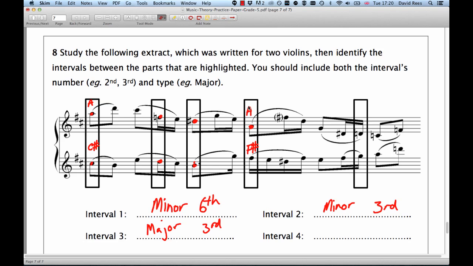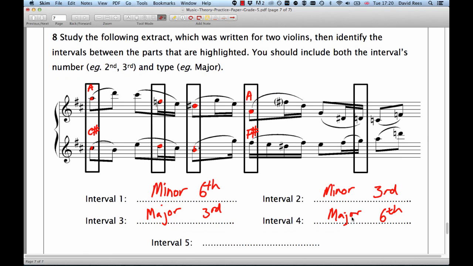So how many letters do we have to count through to go from A down here to F up here? Well, it's going to be A, B, C, D, E, F. So another kind of sixth. So it seems to be just doing thirds and sixths. Interesting. Well, that's not surprising, actually, because if you're writing two parts together, a lot of the time you're going to want to have thirds and sixths between your two parts. And so asking the same question as before, does F sharp belong in the scale of A major? Yes, it does. So the key signature for A is 3 sharps. So as a result, we're going to call this a major sixth.